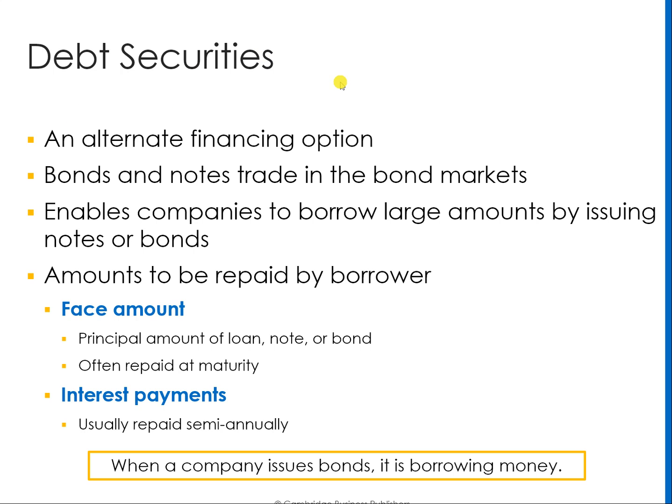Debt securities. When we talk about debt securities, we're going to have bonds and notes. Those are typically traded in the market, and they enable companies to borrow large amounts of capital. If you borrow capital, it's better to go to a bank. If you issue bonds, it's going to be a little bit more expensive, because bonds are public securities and you have to go through the SEC.